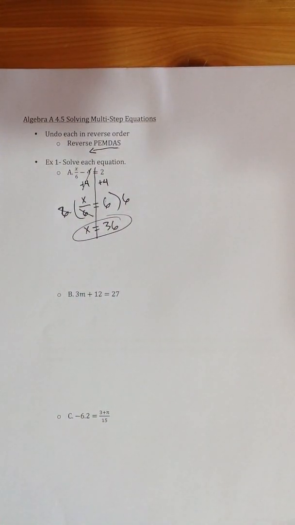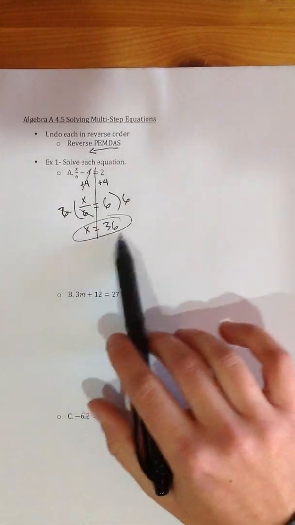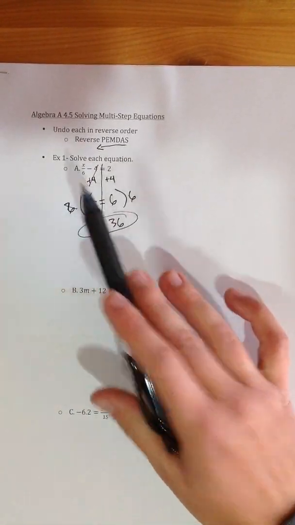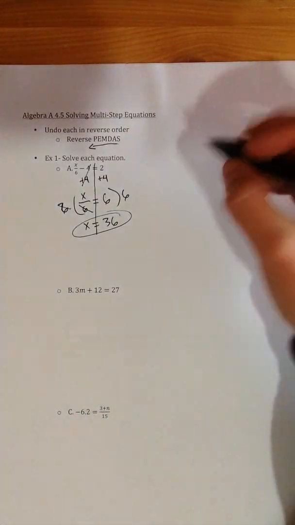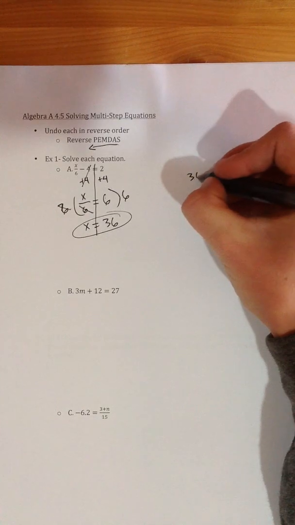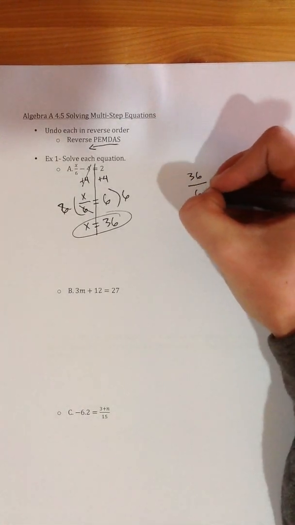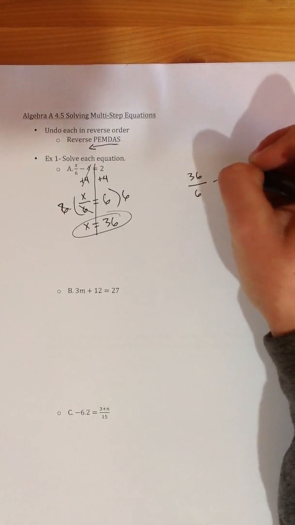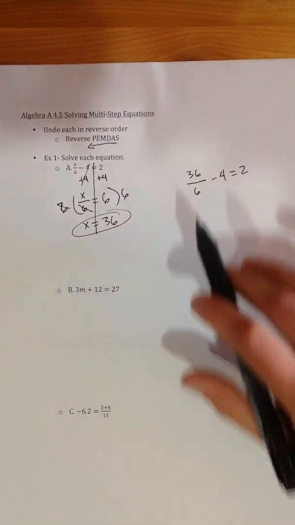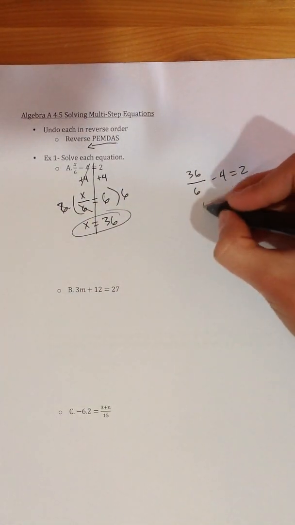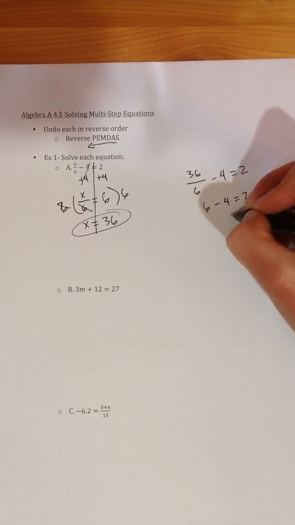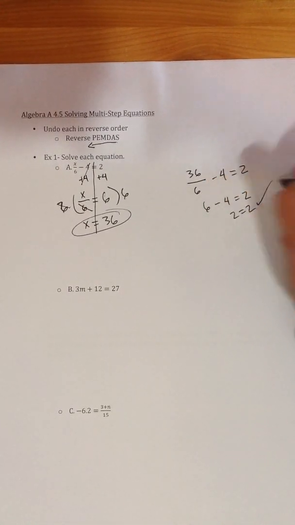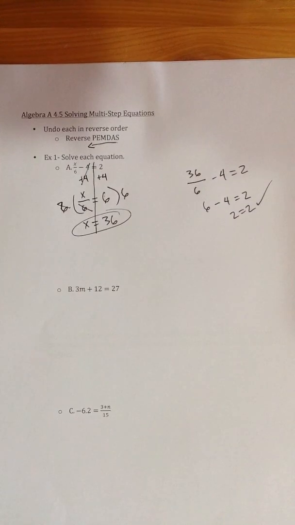Okay, and just like we've done before in the past, you can take whatever value you get for the variable, plug it back in for the variable in the original problem, and both sides should be equal. So if we took 36 and put it in for the x, so 36 over 6 minus 4 is equal to 2. Well, here I would do 36 divided by 6, which is 6, minus 4 is equal to 2. 6 minus 4 is 2, 2 is equal to 2, and it checks out.